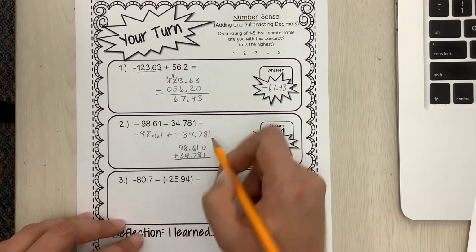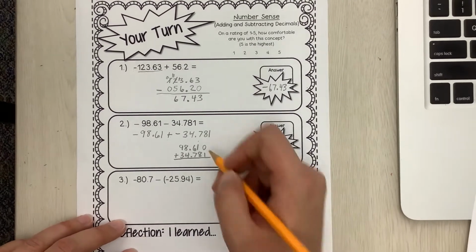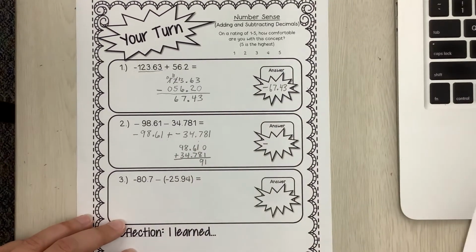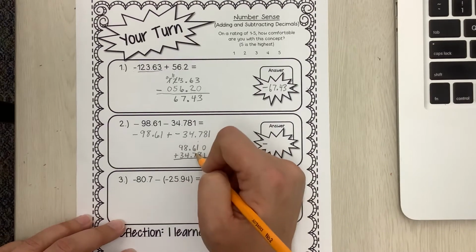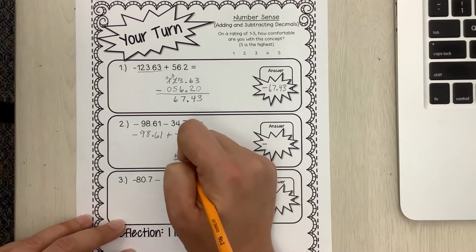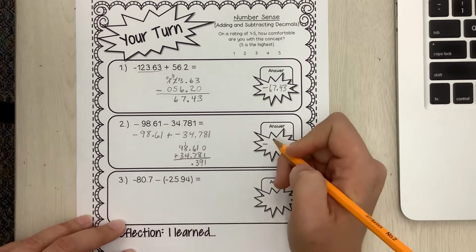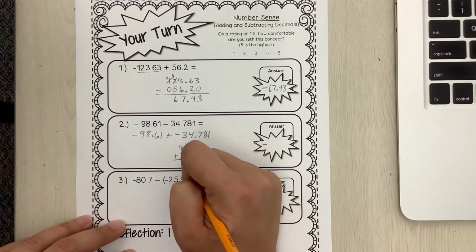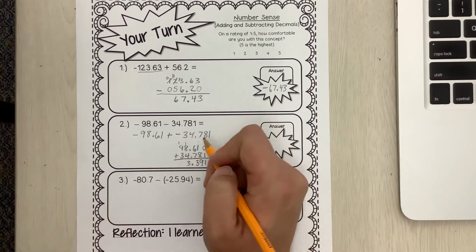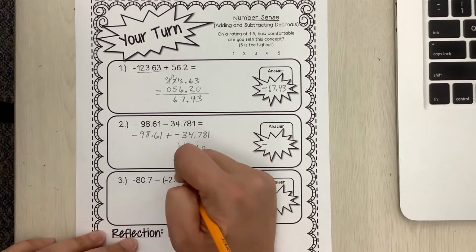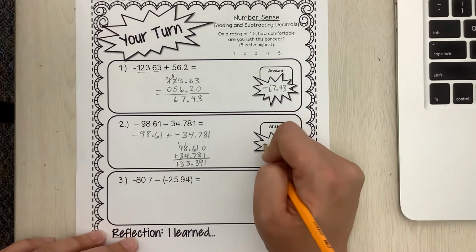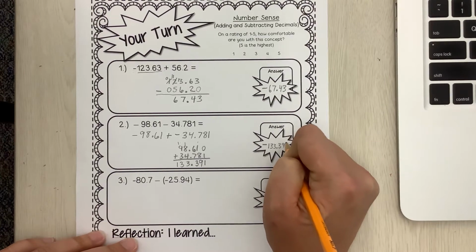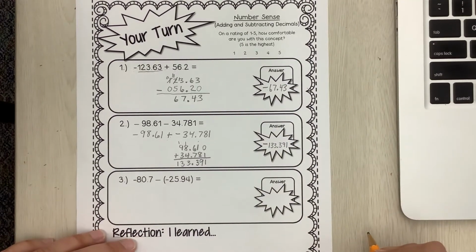I've lined up my decimals, and now look at that. I have an empty space up here, so I'm just going to add a 0. All right, 0 plus 1 is 1. 1 plus 8 is 9. Then 6 plus 7 is 13, so I'm going to put the 3 and carry the 1. I'm going to bring down my decimal. 1 plus 8 is 9, plus 4 is 13. So 3, carry the 1. 1 plus 9 is 10, plus 3 is 13. So my answer is negative 133.391. Okay. All right, well done.